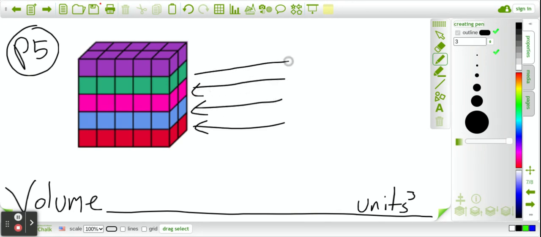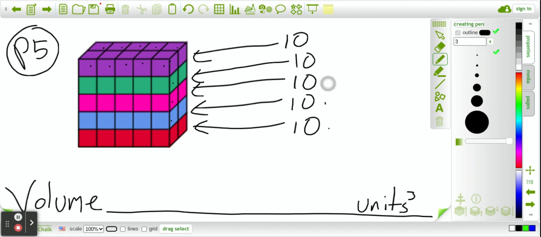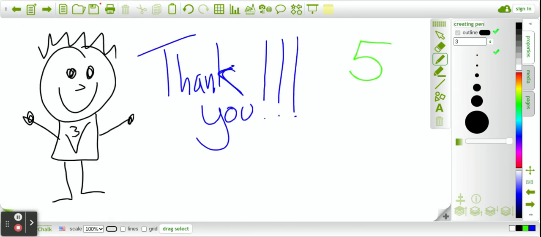Last one. Pause the video and let's see how you do. All right, this one is nice and neat again because it's nicely colored so we can see the layers. There is 1, 2, 3, 4, 5 layers. So if I can find how many unit cubes one layer takes up, 1, 2, 3, 4, 5, 6, 7, 8, 9, 10. And that tells me how many are in the other ones. And I have 1, 2, 3, 4, 5. So 5 times 10 is 50. The volume of this shape is 50 units cubed, or cubic units.